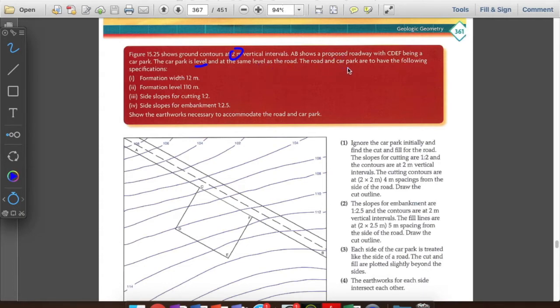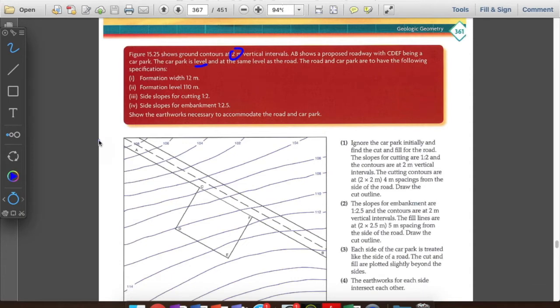Okay, the road and the car park are to have the following specifications. So what that's just telling us is that the road has a car park on it and it's all level. What we have then is our formation width. So the width of the road is our 12. We have our formation level as 110. The side slopes for cutting is 1 to 2, and the side slopes for embankment is 1 to 2.5. And then we're going to do the earthworks like we did before. So we're going to be looking for cut, we're going to look for fill, and we're going to do our road with our car park on it.